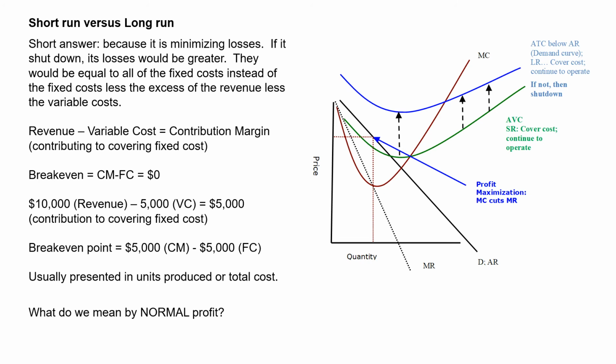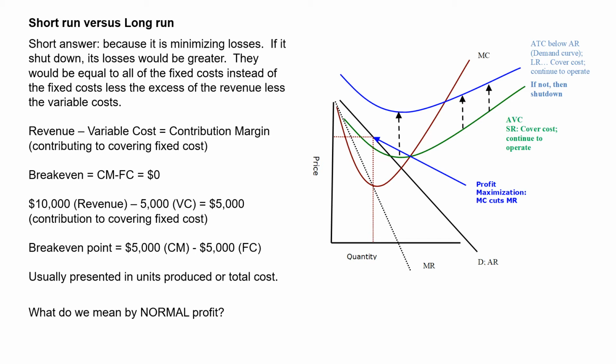So again, we're talking about the short run versus long run. We've seen pictures of this before, but we've talked about it before. In the short run, you're minimizing losses. If it's shut down, its losses would be greater. They would be equal to all the fixed costs instead of the fixed cost less the excess of the revenue less the variable cost. Meaning that in the short run, so long as you can cover your variable cost and maybe $1 or more, you remain open, is really all that we're saying.